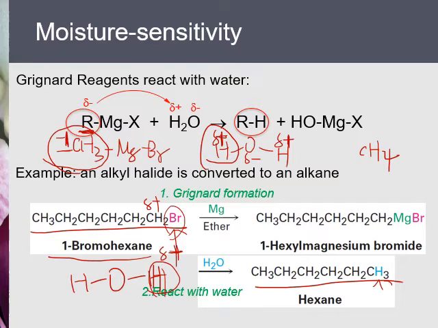Now, one way to do it is first you add magnesium in ether solvent. The 1-bromohexane becomes a Grignard reagent, which is 1-hexyl magnesium bromide. So now the polarity of the carbon changes to negative. So now this becomes a negative carbanion. So now if you add water, then this carbon will react with the proton of the hydrogen and forms hexane.